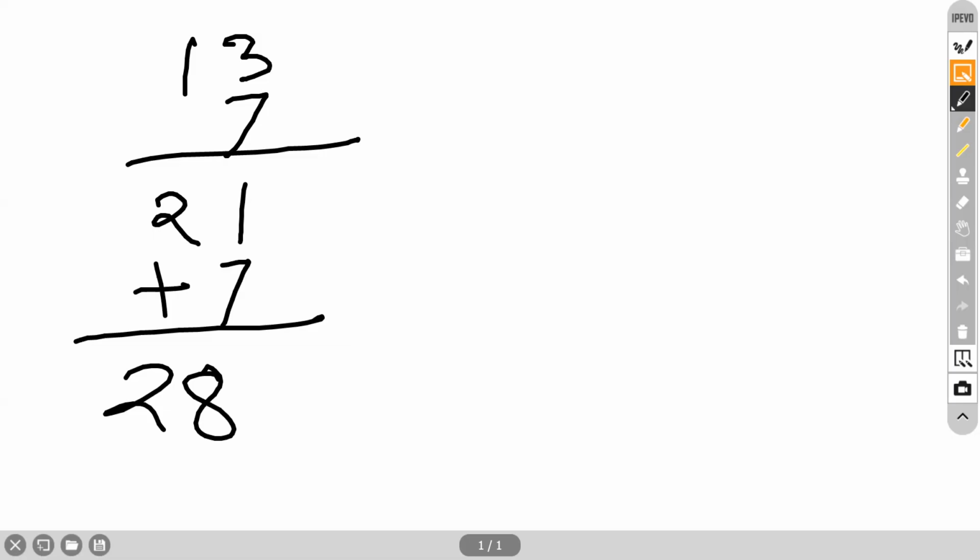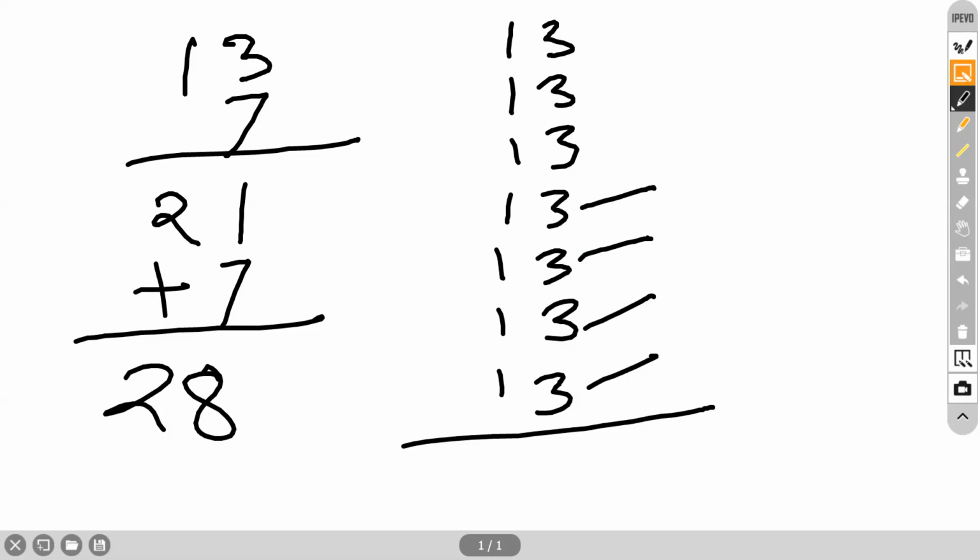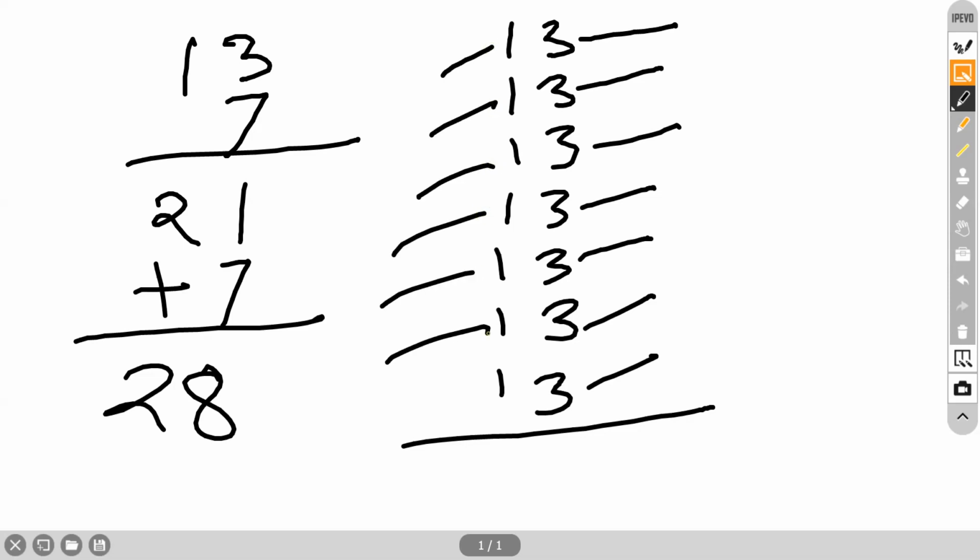Again, the question comes that if 13 is being added up 7 times, then it should be 28, right? So let's try it out in that way as well. 1, 2, 3, 4, 5, 6, and 7. Fine. So 3 plus 3, 6, 7, 8, 9, 10, 11, 12, 13, 14, 15, 16, 17, 18, 19, 20, 21, 22, 23, 24, 25, 26, 27, 28. And the answer is again 28.